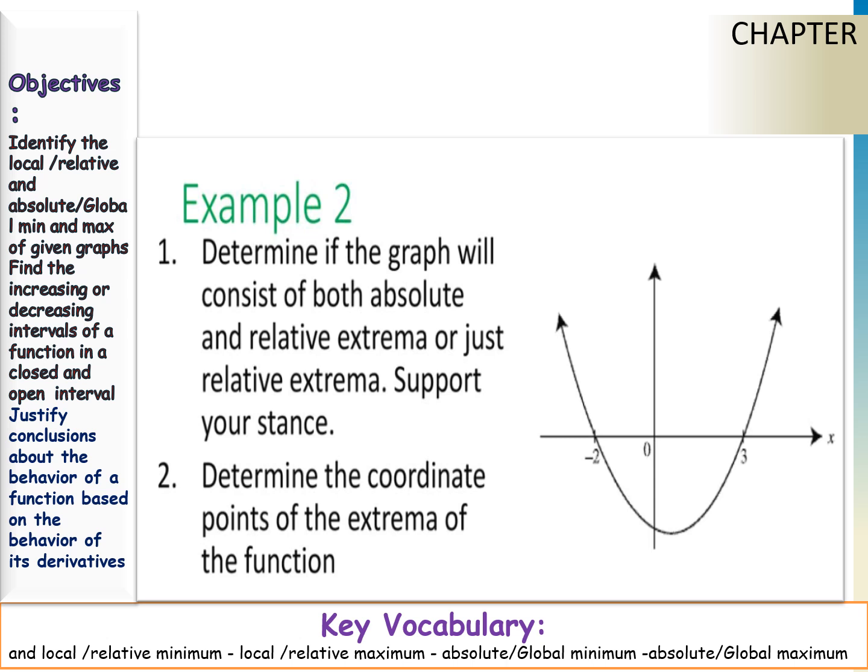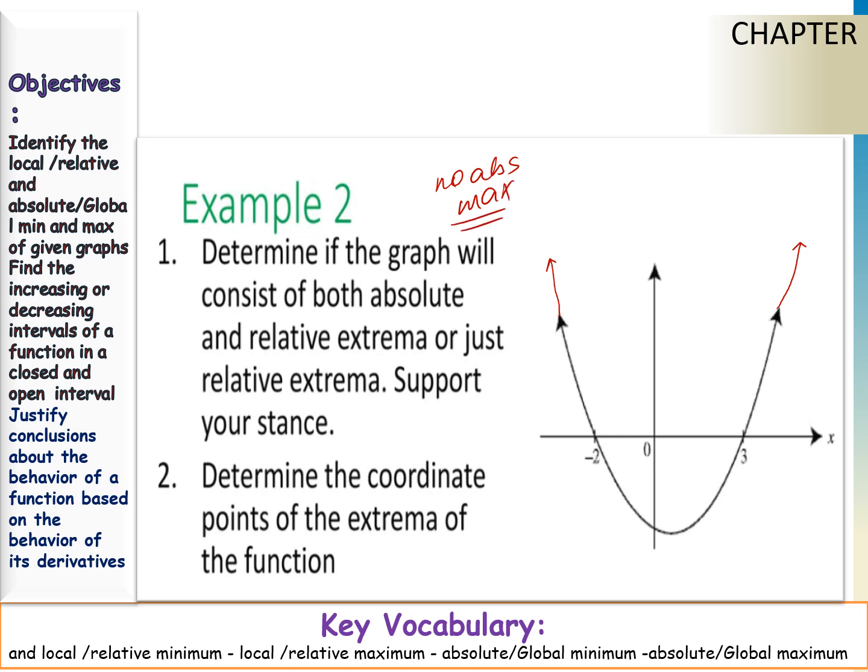Let's try this one again. So here again the graph is going up and up and up. It means an open interval. Over here also going up and up and up. We don't know when they will start, when they will stop. So no absolute maximum.